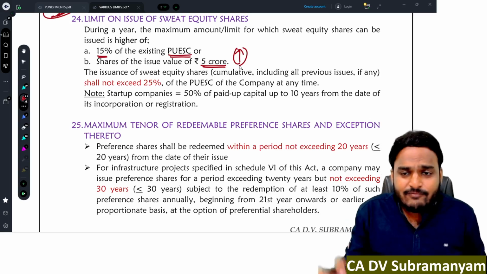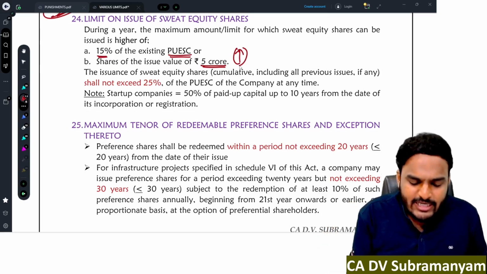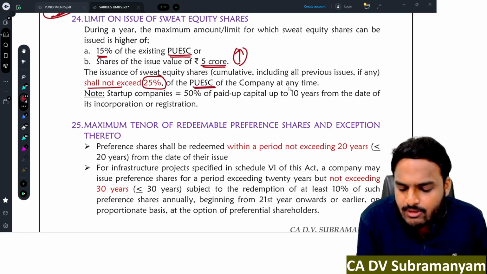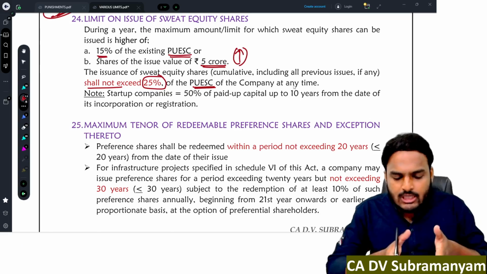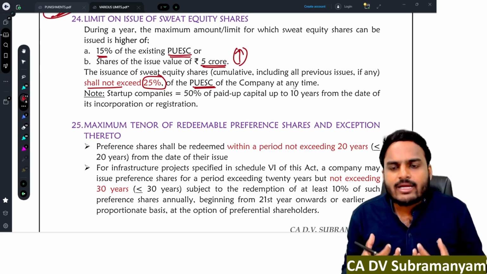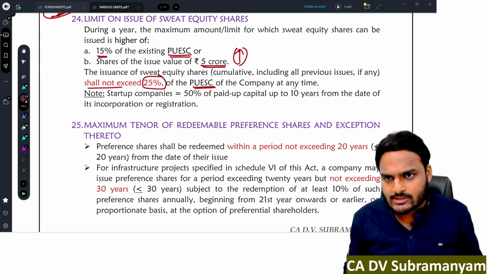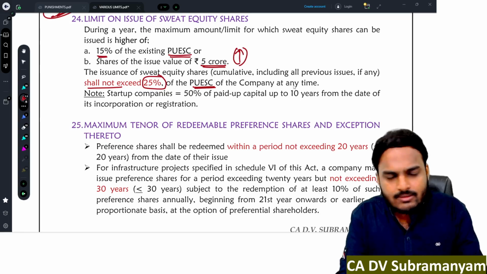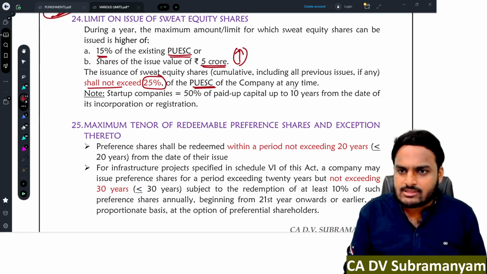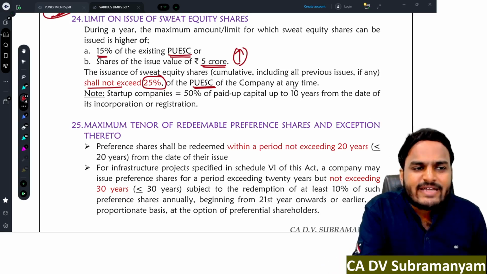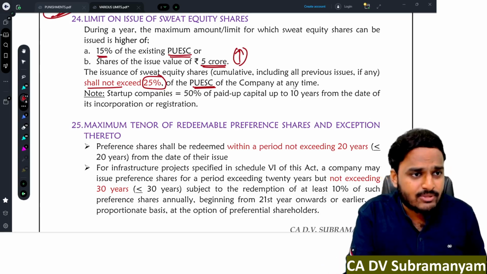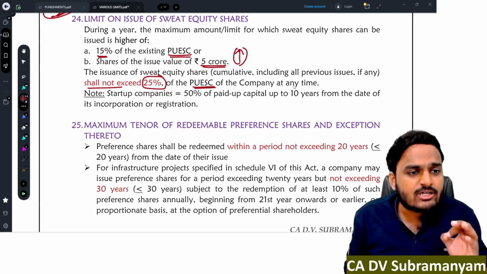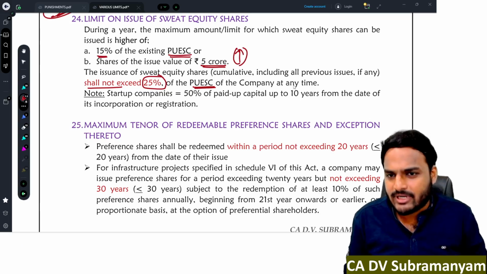But in the entire lifetime of the company, the limit of sweat equity shares shall not exceed 25% of paid up equity share capital of the company. So this year you issued 15%. Suppose my company share capital is 100 crores. This year I issued 15% of paid up equity share capital as sweat equity shares. Next year I can offer only 10%. Why? Throughout the lifetime of the company, the limit is 25% of paid up equity share capital.